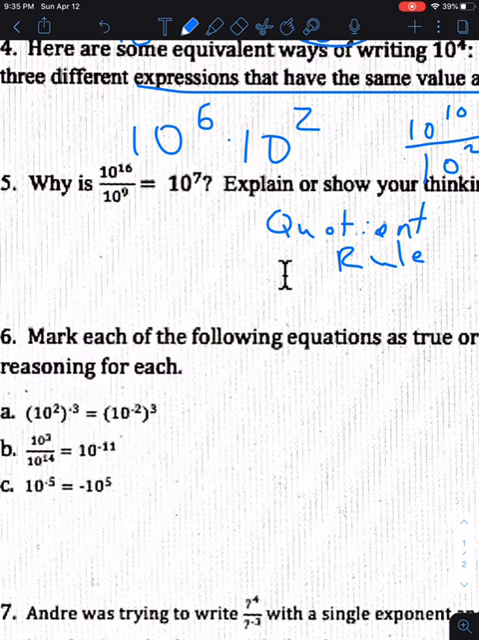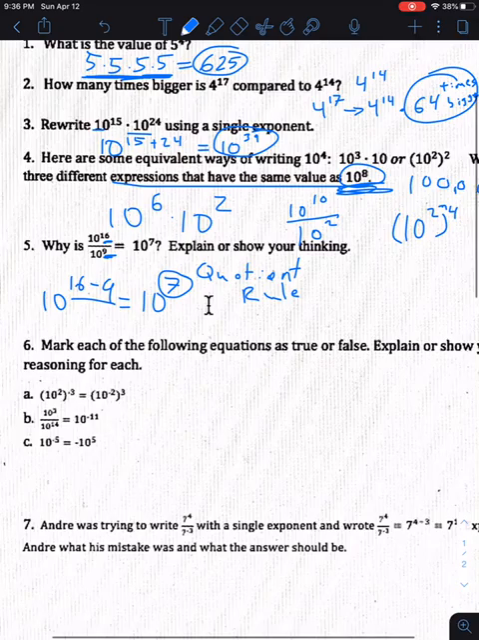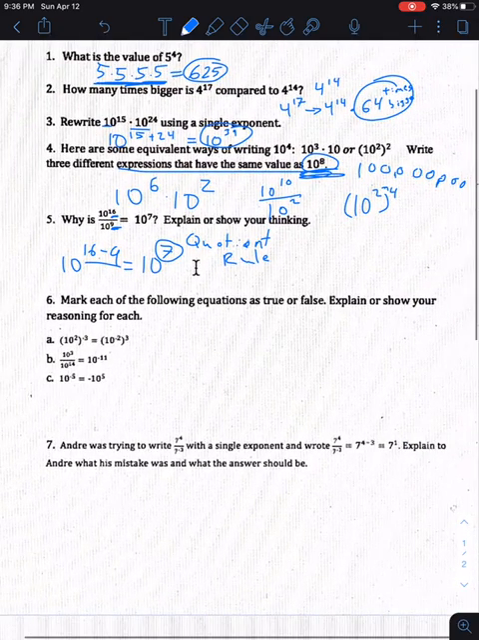So in the quotient rule, we subtract the exponent in the denominator from the exponent in the numerator. So we have 10 to the 16th minus 9th equals 10 to the 7th, because 16 minus 9 equals 7. All right? So there's your explanation. We use the quotient rule. We have to subtract the exponent in the denominator from the exponent in the numerator.